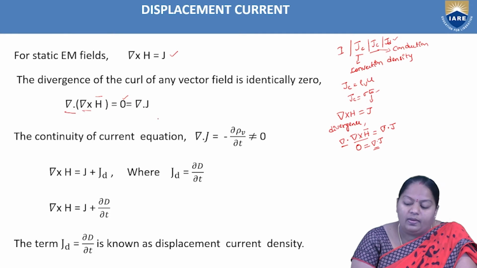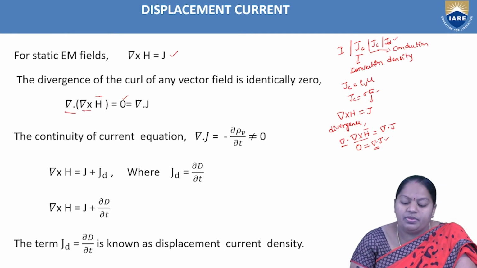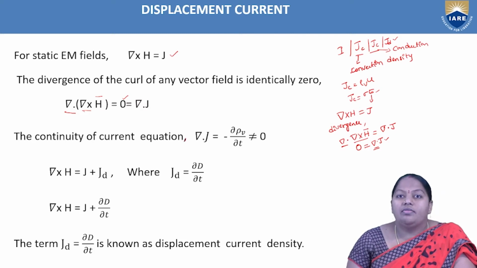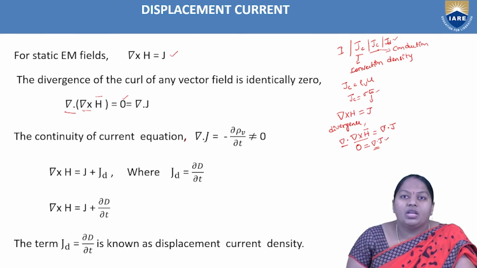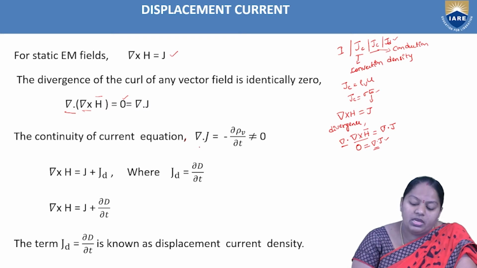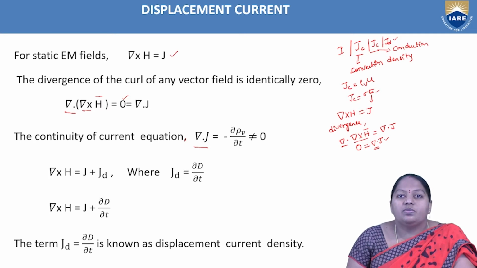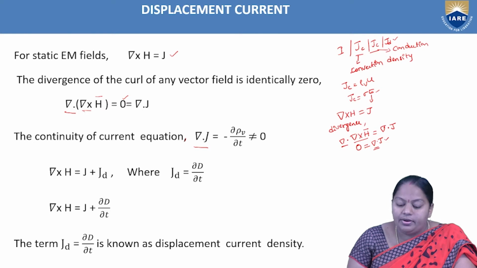Now, del dot J is equal to 0, which we have got from vector analysis, but according to the continuity of current equation, which we have also already studied in the case of static magnetic fields, or simply the continuity equation, del dot J is equal to minus dou rho v by dou t, where J is the conduction current density and rho v is the volume charge density.